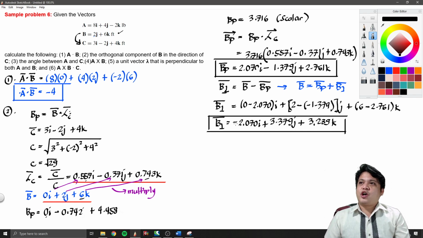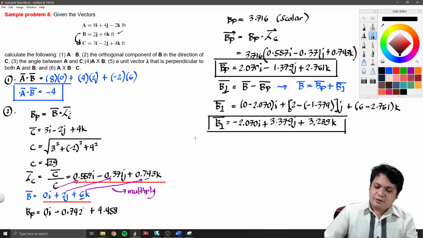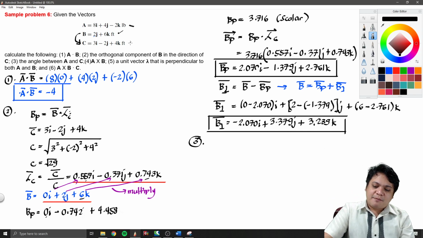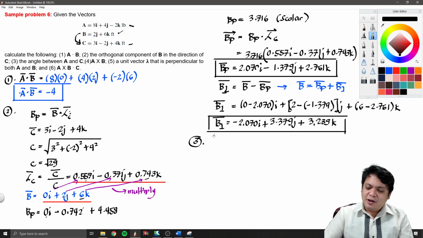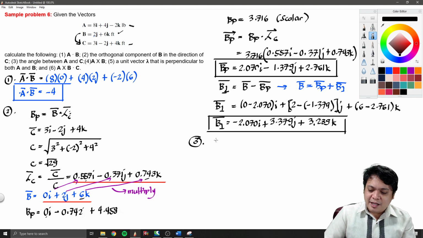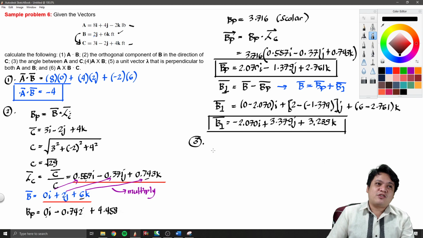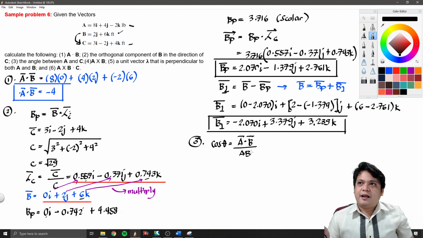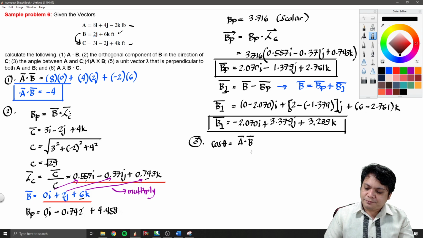Okay? So, yung number 3. So, the angle between A and C. So, hinahanap ko yung angle A and C. Madali lang naman, ano? Sabi natin kanina, cosine of theta is equals to A dot B all over A and then B. A and C pala. So, we will be having here A dot C all over A and then C.